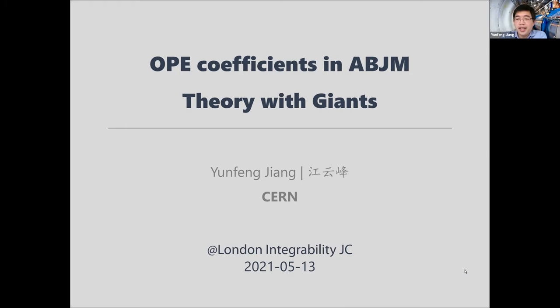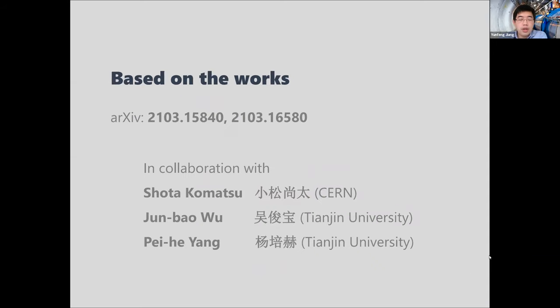Okay, so first I would like to thank the organizers for the kind invitation. It's always very nice to see so many familiar faces and names, even virtually. Today I'm going to talk about some recent work where we compute OPE coefficients in ABJM theory. This talk is based on two papers that appeared in March on arXiv, in collaboration with Shota Komatsu from CERN and Junbao Wu and Peng Yang from Tianjin University in China.